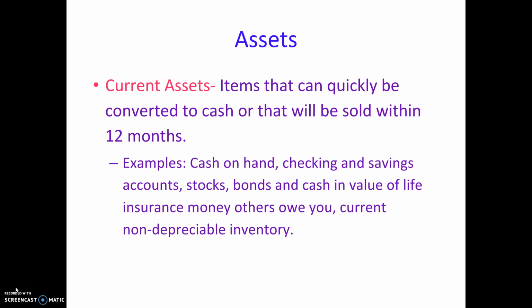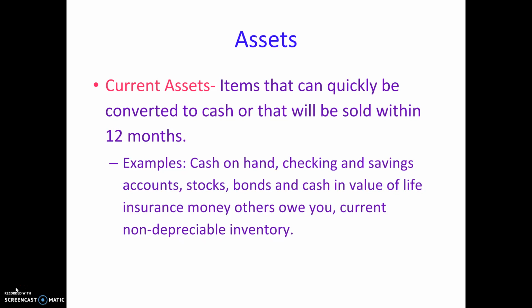And a current asset is anything that can quickly be converted into cash or that will be sold within 12 months. So examples of this would be cash on hand. So if you've got cash in your wallet, you have a current asset. Checking and savings accounts, stocks, you can very quickly sell your stocks. Bonds are the same way. And also cash in value of life insurance, money that other people owe you, and current non-depreciable inventory.